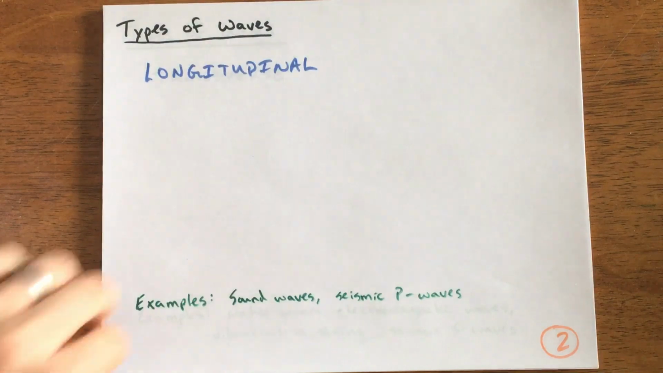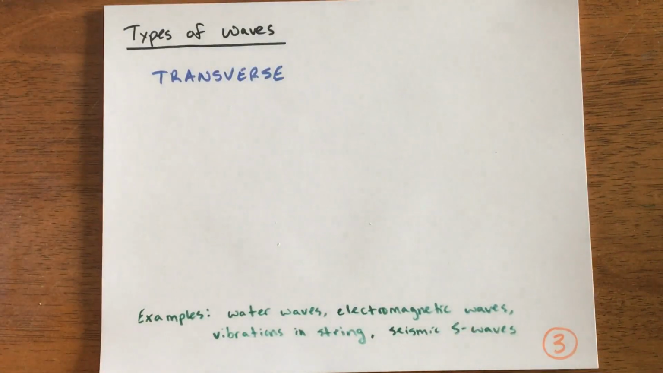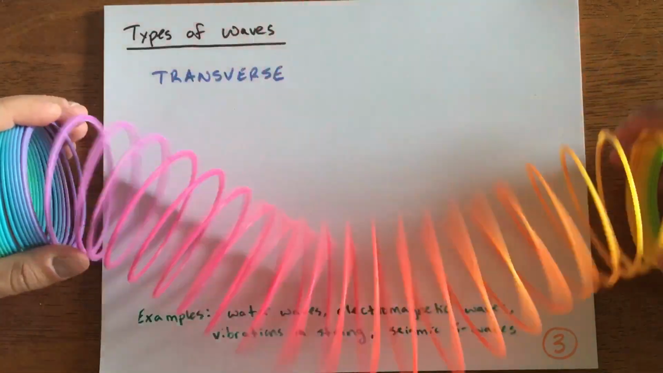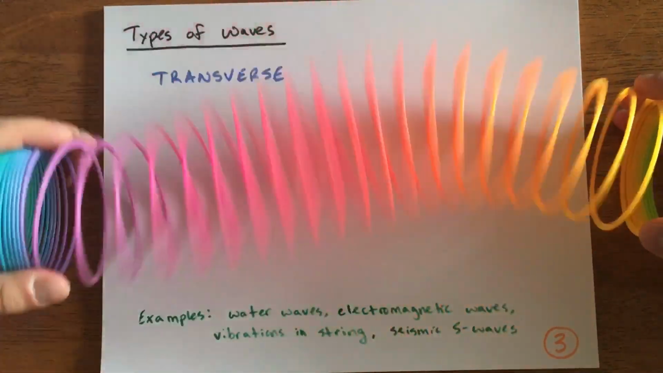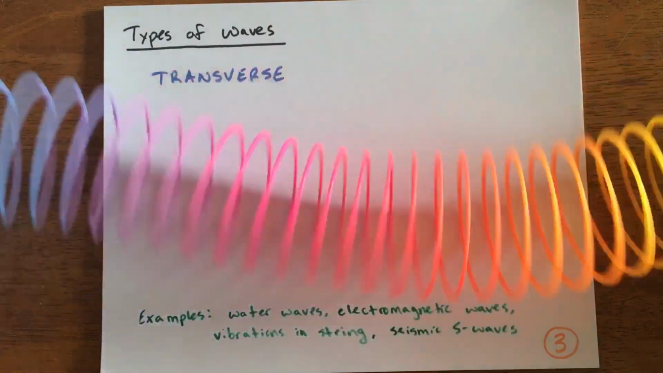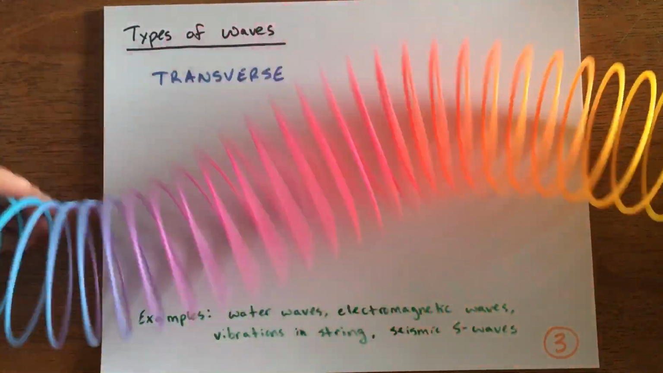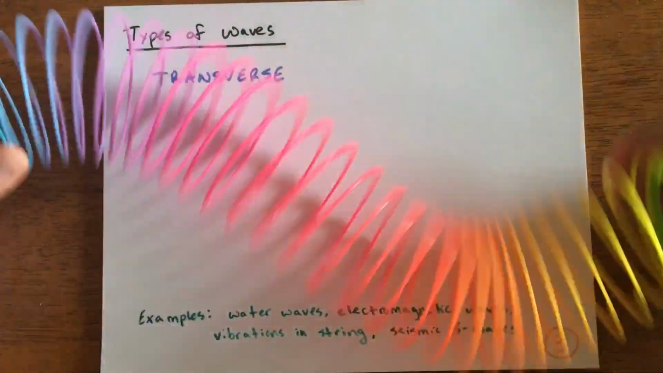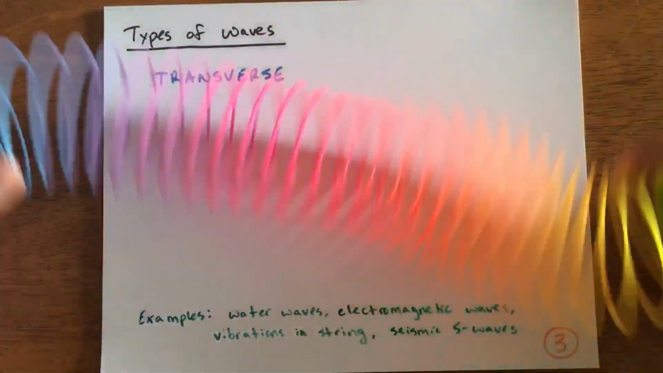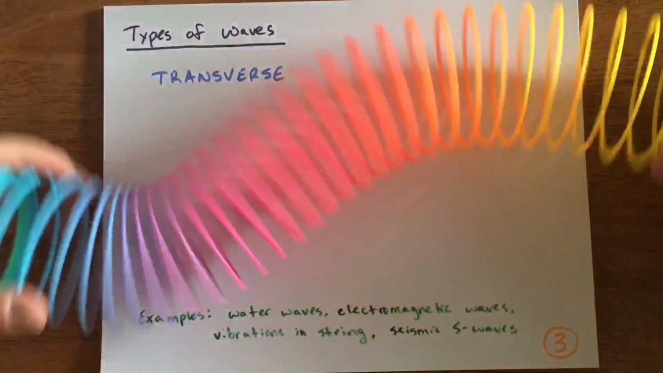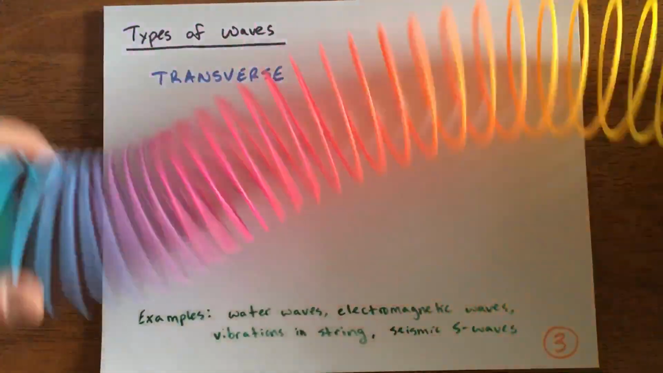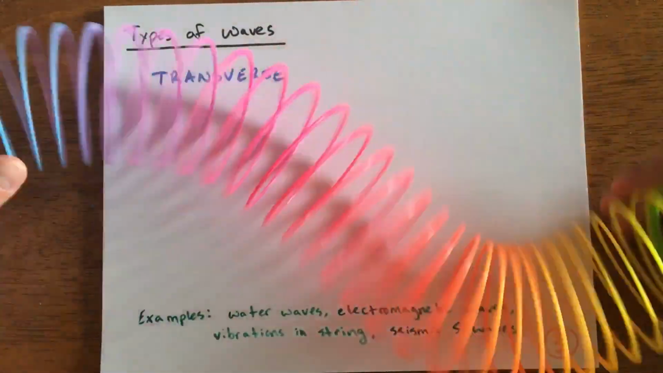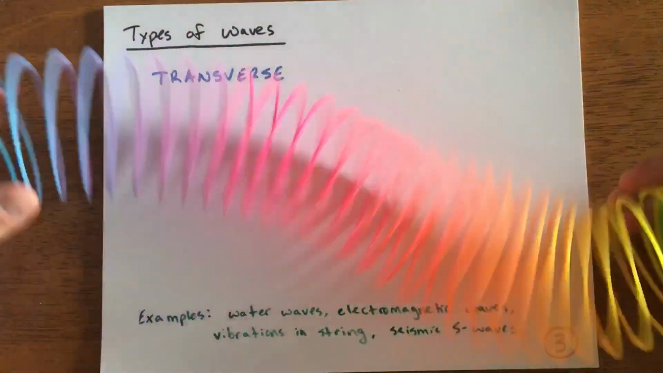Let's take a look at transverse waves. Transverse waves are a little bit different. So instead of moving in the same direction, they move perpendicularly. So if I can make this a little bit longer in the view, you can kind of see the particles, instead of compressing this way, are moving up and down. And when they move up and down like this, they are moving perpendicular to the direction of the wave. The wave is still going from left to right or right to left, depending upon your perspective. But the particles in the slinky themselves are moving up and down.